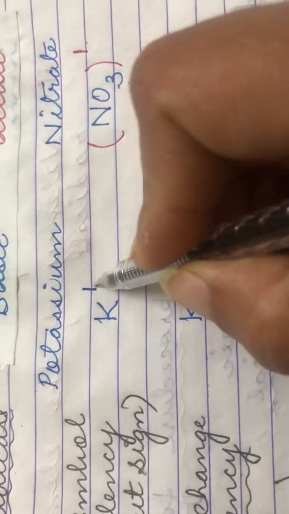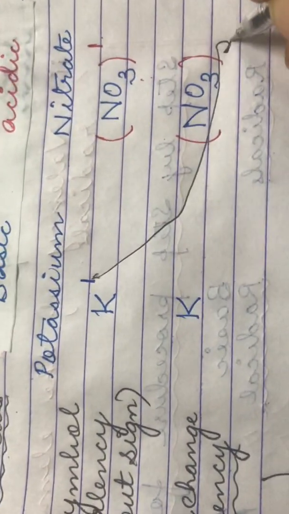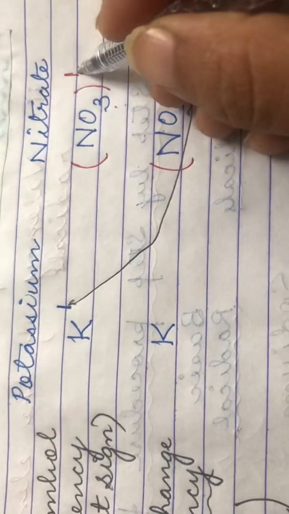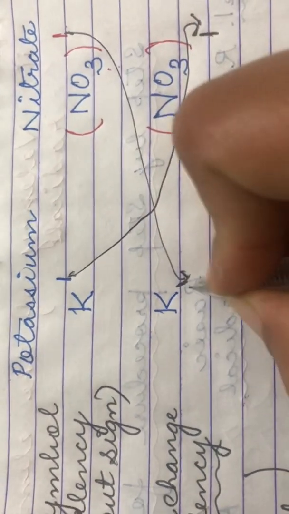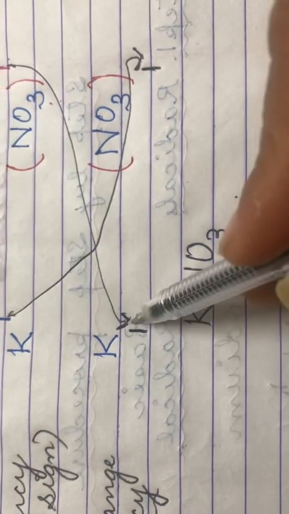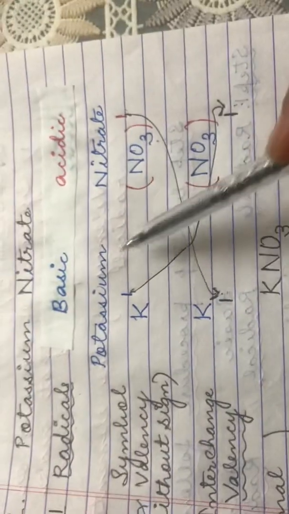This one of potassium comes down here in the subscript of NO3. And this one of the superscript of NO3 goes here below this K1. So the final formula which we get is KNO3 without a bracket. Now here we do not need to put a bracket because both of them are having the same valency, that is 1. So this is how we do the crisscross method for potassium nitrate.